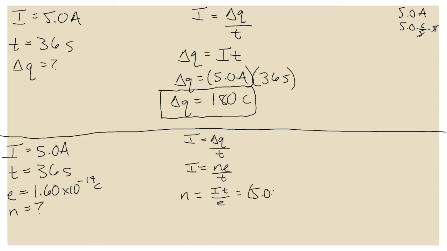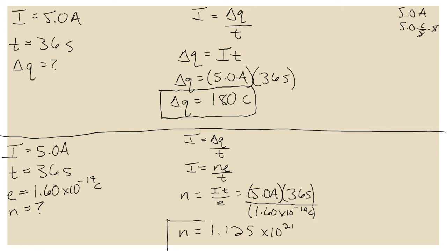Our current is 5.0 amps. Our time here is 36 seconds. So notice the numerator is going to be the same as the answer to part A. So that's going to be 180. But then we have to divide that by 1.60 times 10 to the negative 19 coulombs. And when you do that math, making sure you plug in all the numbers in parentheses, especially that denominator, because it's in scientific notation, you end up getting an answer of 1.125 times 10 to the 21 electrons.